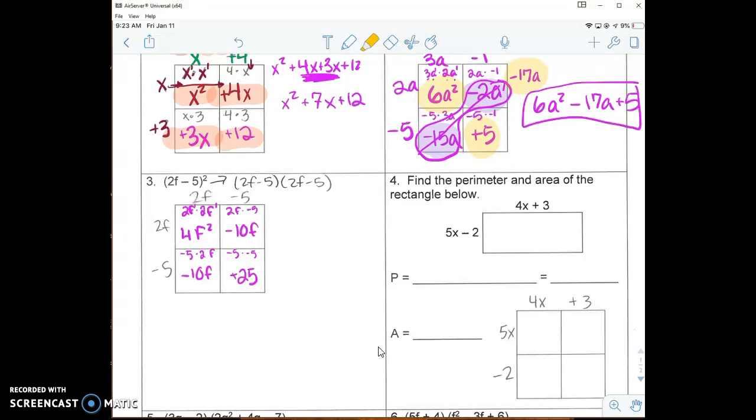I'm looking for any like terms. I notice they are diagonal to each other. So negative 10f minus 10f makes negative 20f. And now I'm ready to write out my new polynomial. 4f squared, negative 20f, and plus 25.